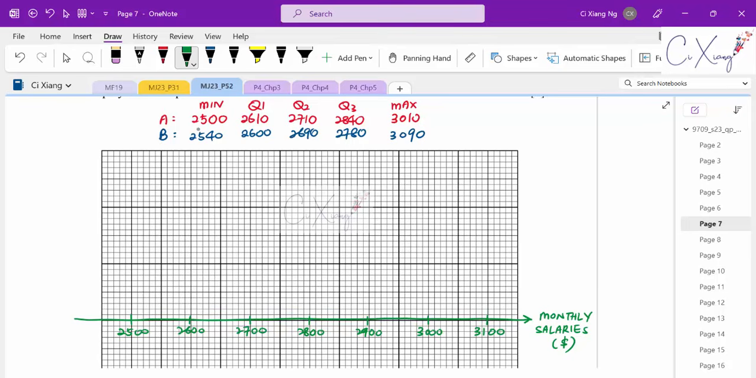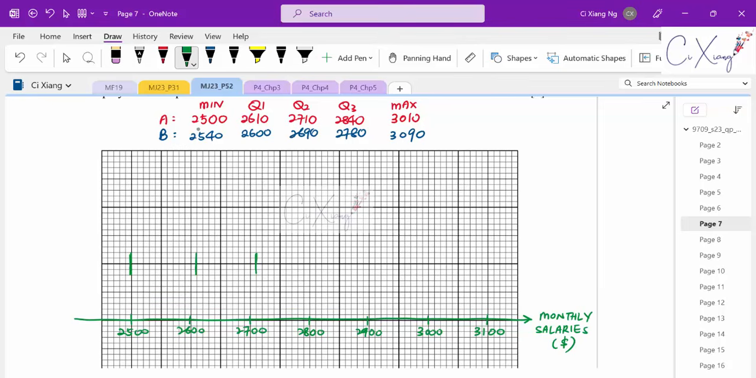2,500 is the minimum. So you're having minimum 2,500. Okay, then 2,610 is the first quartile. So you can draw it like this. Second quartile is 2,710. So 2,710 should be somewhere here. So you can see that I'm using a ratio that's quite easy to measure. So when you draw it, it is not something hard, okay? If you decide the correct ratio.